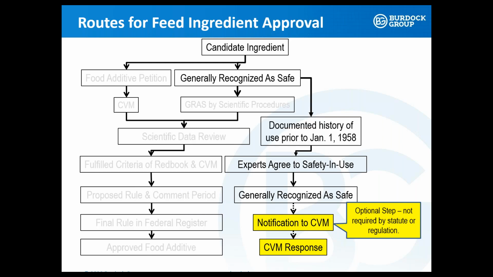As I mentioned, there's also the option of history of use. If there's documented history of use prior to January 1st, 1958, and experts agree that this safety data is adequate to show safety in use, it is GRAS. You can get GRAS for it that way. But it is very difficult to find solid technical data prior to January 1st, 1958. So it doesn't happen very often.